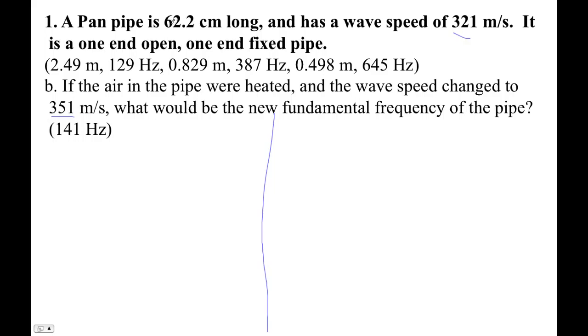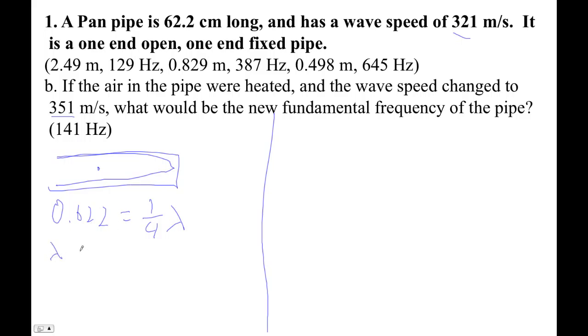We're not going to change the length of the pipe, but we are going to change the speed of the waves there, right? So the fundamental looks like this. Okay, that's a quarter wavelength, right? So we go 0.622 is 1/4 wavelength. I'm trying to draw a quarter wavelength in a pipe there.